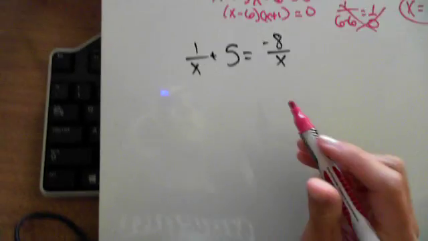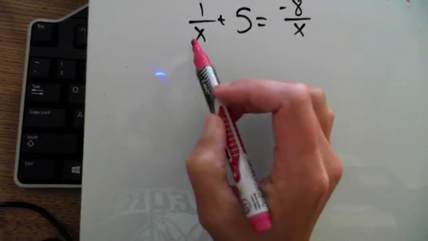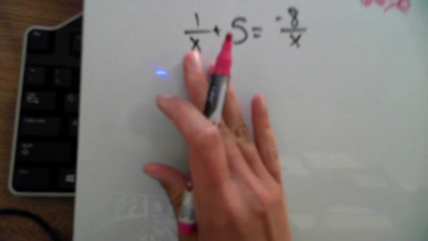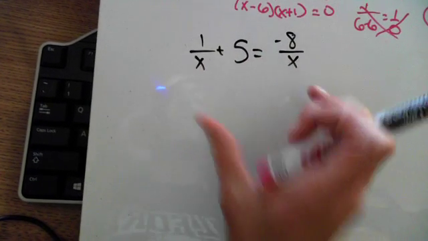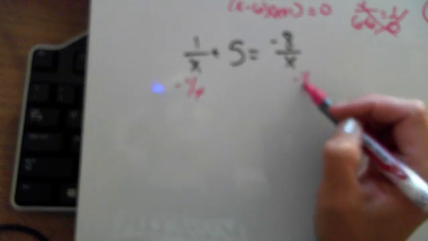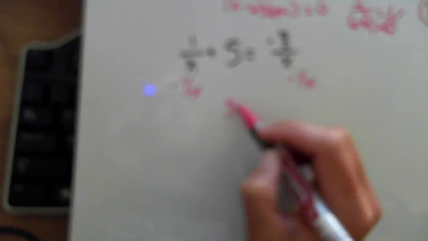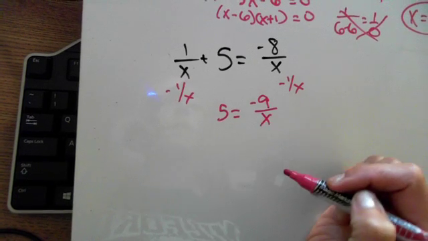If we look down here, there's a lot of different ways that we can solve this. I'll show you two of them. One that I think most people will pick is to combine my like terms. So we have 1 over x and we have negative 8 over x. We have a common denominator. So I'm going to subtract 1 over x from both sides. That leaves me 5 equal to negative 9 over x.